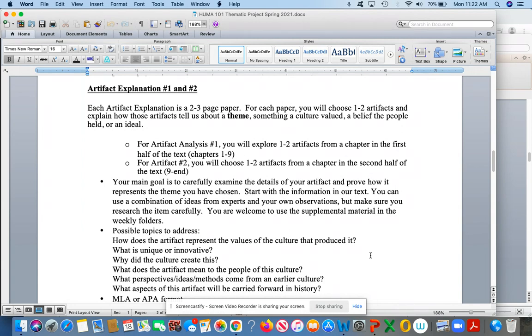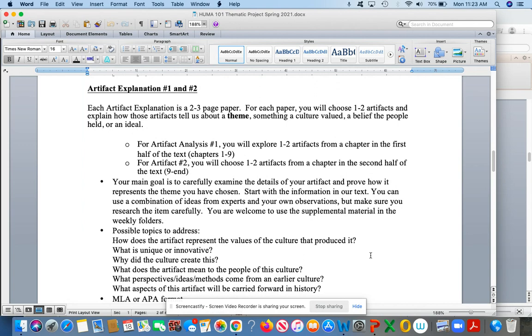So for artifact analysis number one, it's a short paper where you will explore one or two artifacts from a chapter in the first half of our textbook, from chapters 1 through 9. We're going to do a second short paper where you'll choose one or two artifacts from a chapter in the second half of the text, later in history, from chapter 9 through the end. So your main goal of these artifact explanations is to examine the details of your artifact and prove how it represents the theme that you've chosen.